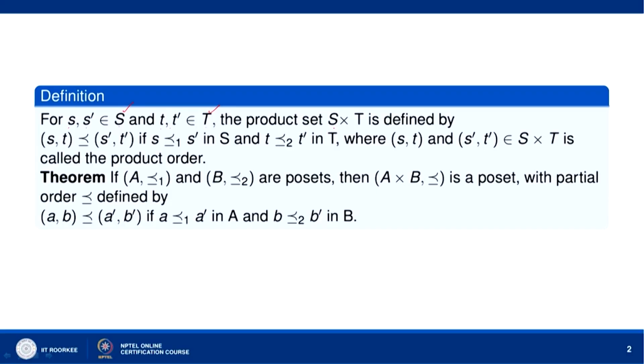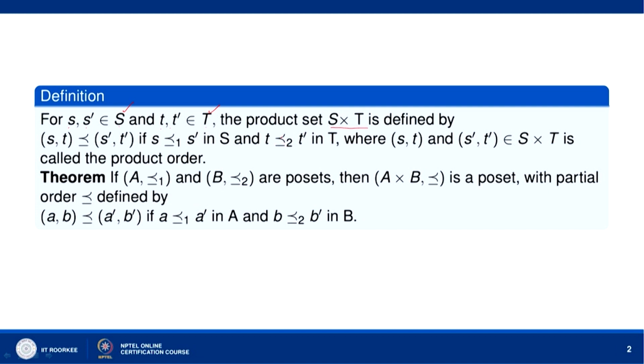Let us suppose we have two sets S and T. Let us take two elements s, s' in S, and t, t' in T. Then we define the product set S cross T as follows. (s, t) precedes (s', t') if s precedes s' in the set S, where the precedes notation with suffix 1 means the order in S, and t precedes t' in T, which is why we have written 2 here.